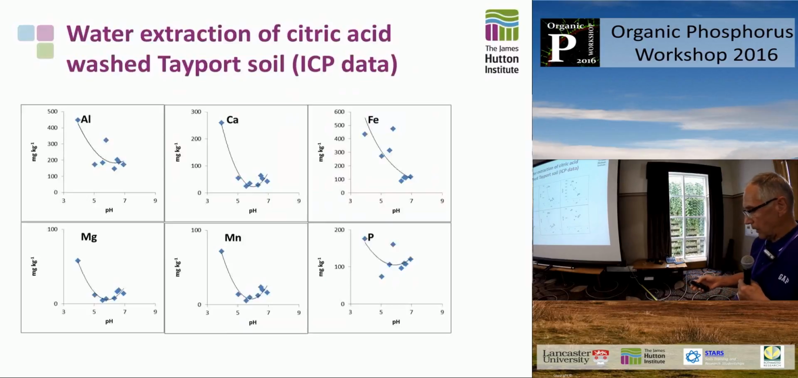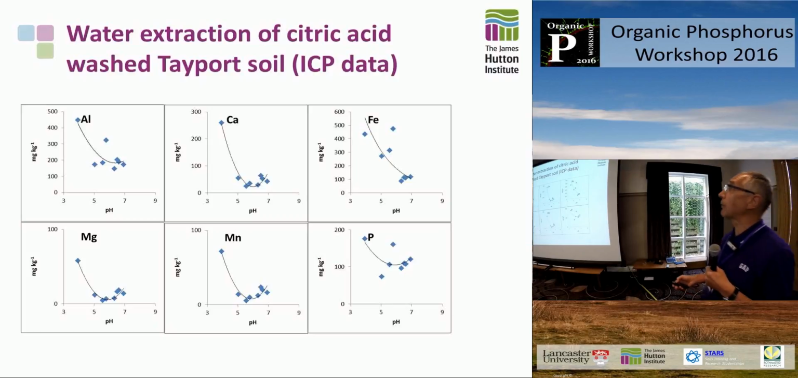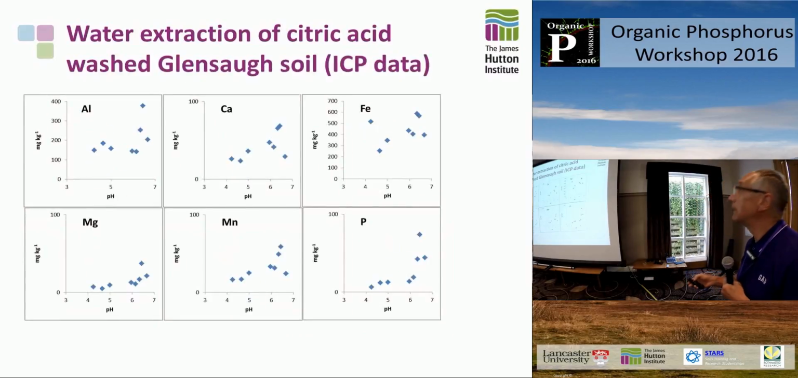So these are the concentrations of various metals and phosphorus taken out by the water extraction at different pHs. A very messy picture. I really don't understand why it's not a regular change over time. Actually, I may be trying to squeeze fits that don't really exist onto these graphs. This is the Glen soil, a lot of scatter. I didn't actually attempt to add any lines to that.